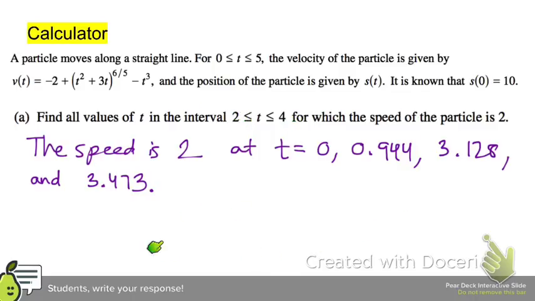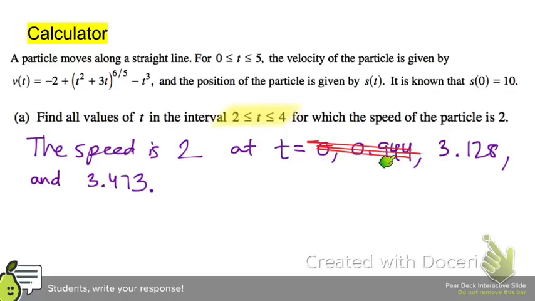So if we look closely at this one more time, I hope that it's clear to you that we can eliminate 2 of them. So goodbye to these. Those are not between 2 and 4. So that's what I'm looking at, between 2 and 4. So this number is in between 2 and 4, and this number is in between 2 and 4. So the speed is 2 at t equals 3.128 and 3.473. If you caught on to that earlier, great. You're probably shouting at me through your computer right now. But at least I caught on to it before we finished the problem.